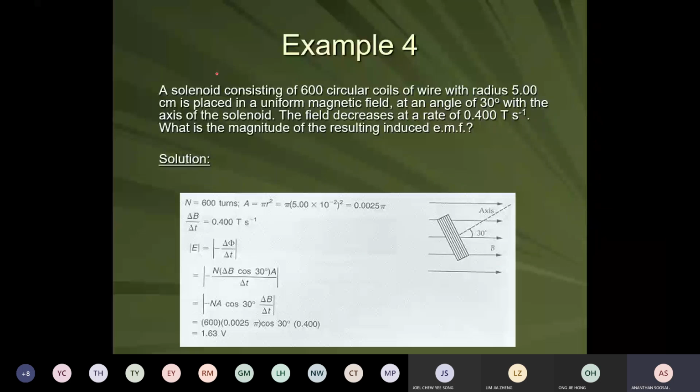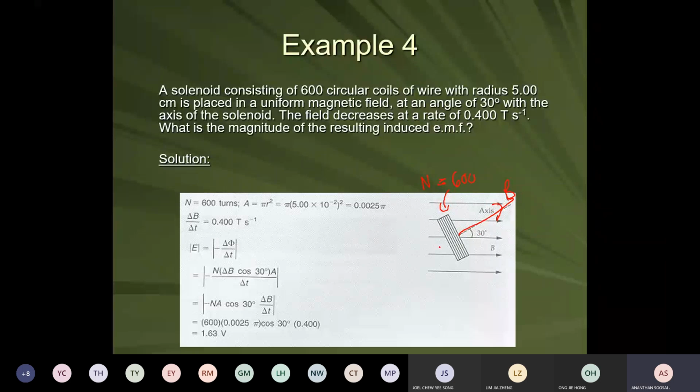A solenoid consists of 600 circular coils of wire, with a radius of 5 centimeters. It's placed in a uniform magnetic field at an angle of 30 degrees. So this is the coil. The coil has 600 turns. That's your N. And the coil axis was this way. I believe the magnetic field direction should be this way, right? This is your B direction.